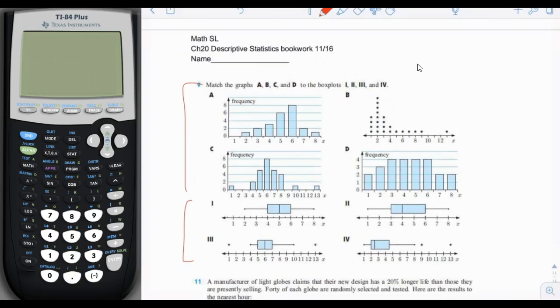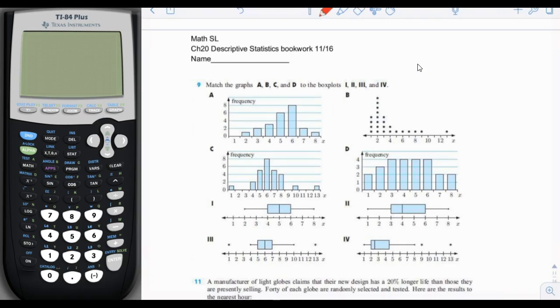Page 11 and 12 of descriptive statistics. We're going to start with this matching exercise. We're going to match the top half, for frequency histograms, with the bottom half, which are for box plots.